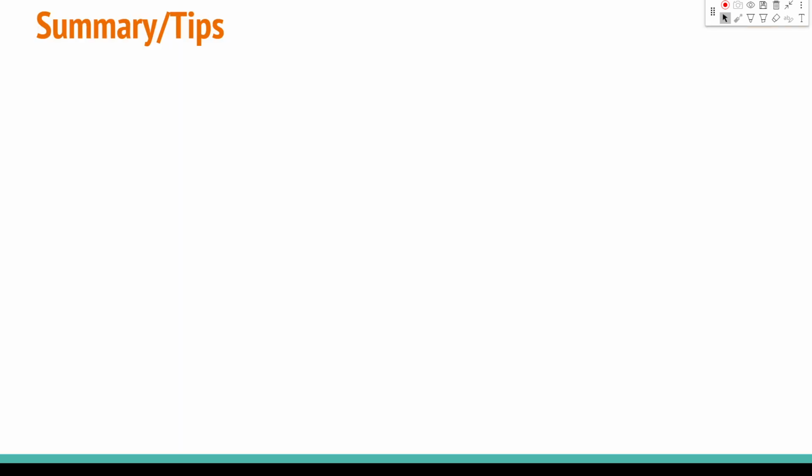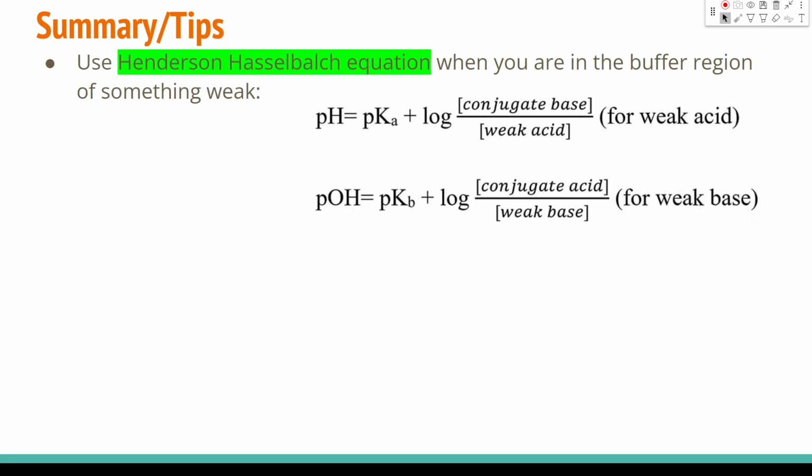Okay, so summary of this whole section, right? We just went over a whole bunch of stuff in 3 different videos. So you use the HH equation when you've got something weak. So make sure you know that the conjugate is on the top, and then whatever the weak acid or weak base is on the bottom. So just make sure you know that. And the first equation is on our constant equation sheet. The second one is not.